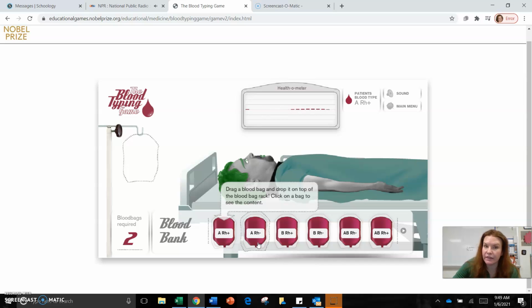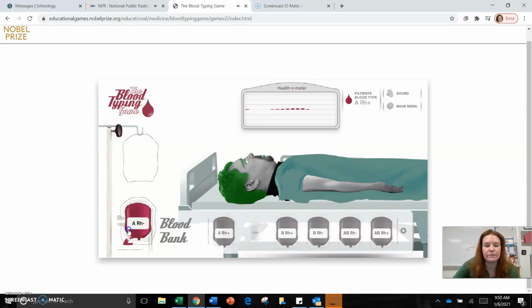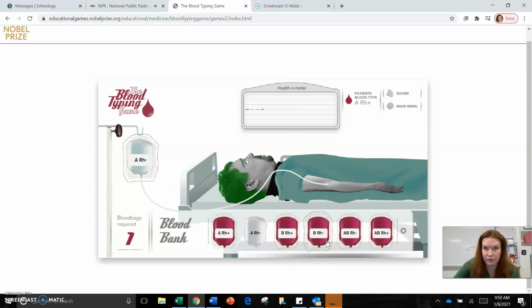Because the only thing that's on those red blood cells is A's, and he already has A's in his system, so his immune system is not going to freak out whenever we hook him up with some A negative. Can't have B's because his immune system has no idea what these B's are. Can't have AB because even though he has A's, he doesn't have B's, so I can't give him these because they have B's in them.